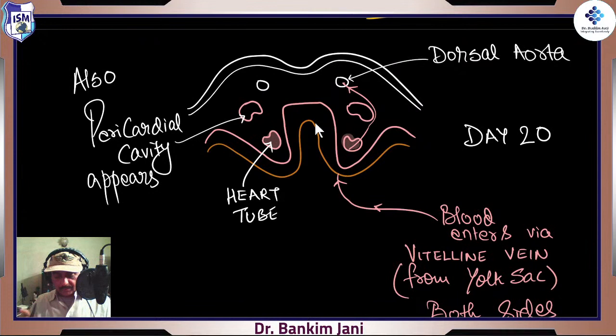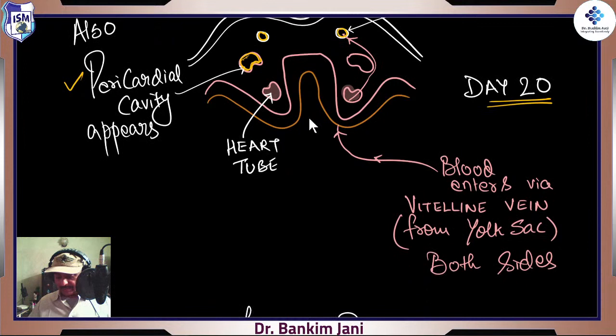Plus there is development of this pericardial cavity, right? See that pericardial cavity also develops. A new cavity develops. At the same time, there is opening of another hole, that is the dorsal aorta. It means these structures just split, and these cavities appear. We are on day 20, right? So these are the heart tubes.